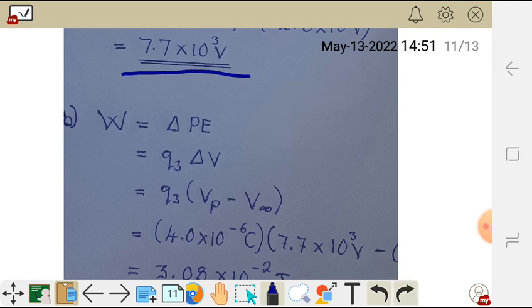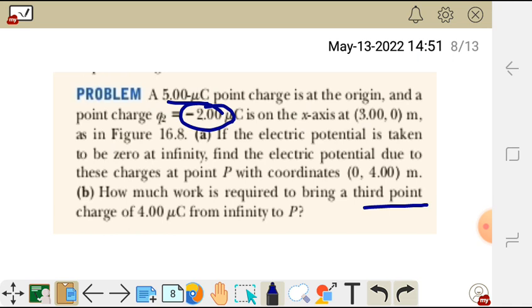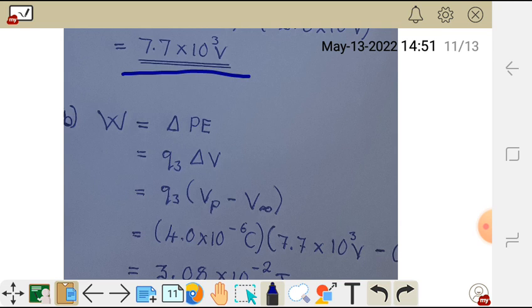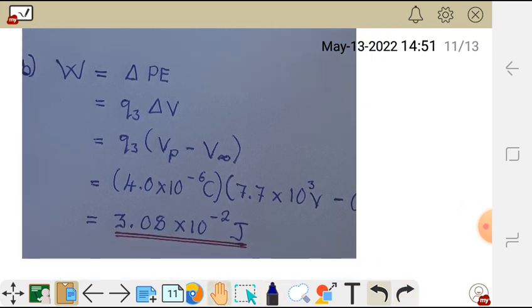So we are going to subtract the potential at infinity from the potential at point P. And in the question, they said at infinity, the potential is simply 0. So it is going to be 0 there, and then here it is simply 7.7 by 10 to the power 3. So multiplying these two, you are going to have this, which is 3.08 by 10 to the power -2 joules, which is the work required to bring the charge from infinity.